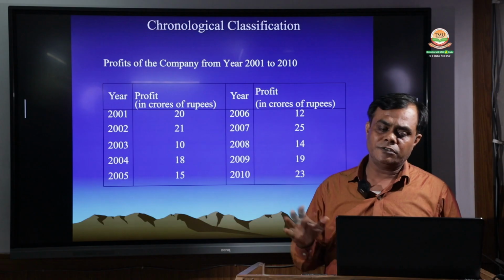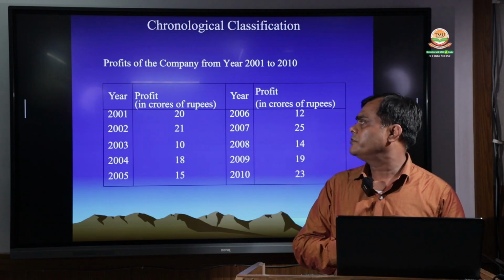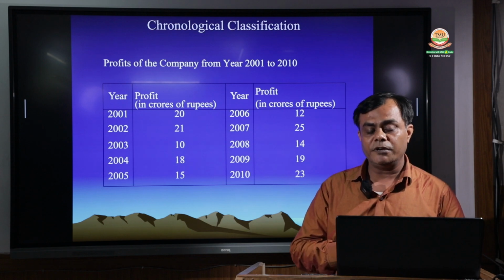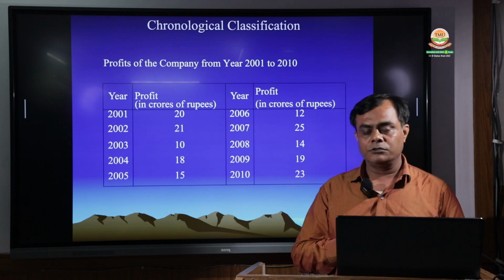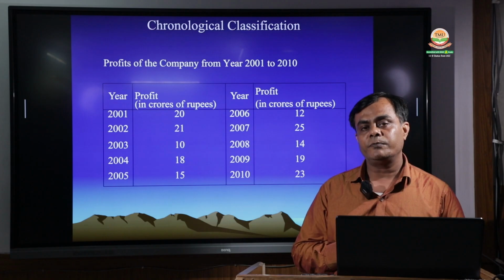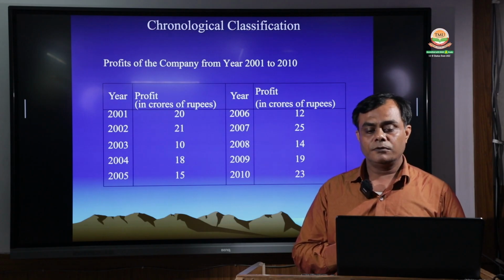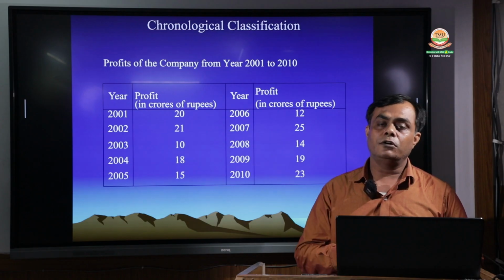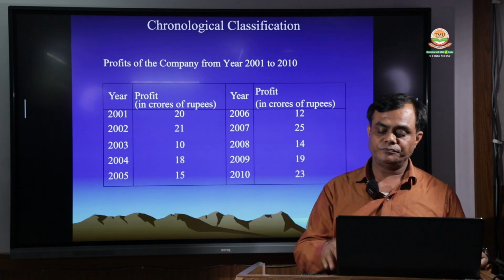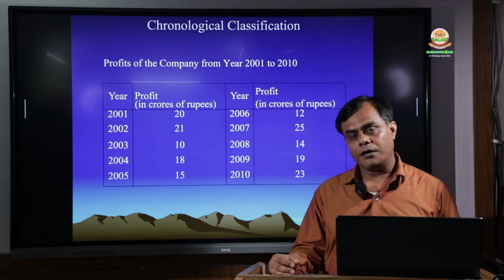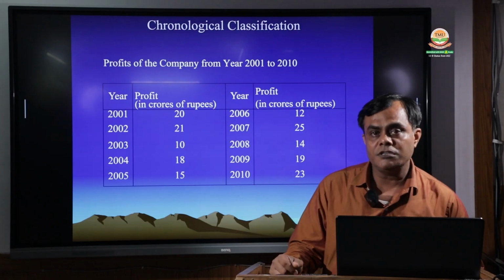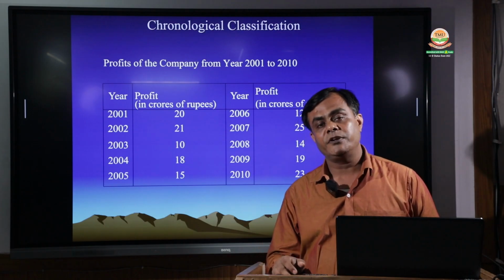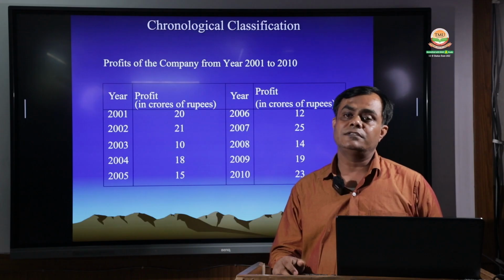So by this chronological classification we can understand the zigzag figure of the company profitability, and we also see that the company profit goes up and down. The company is not getting a smooth profit in a positive manner or a negative manner. So again I am repeating that chronological classification means classification on the basis of time period. That is called chronological classification.